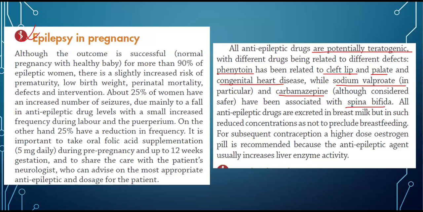For a patient who has known epilepsy, the first thing you advise is to take a high dose of folic acid during pre-pregnancy and up to 12 weeks gestation. Every pregnant patient takes folic acid in the first trimester. This is the usual one which everyone takes in Australia, not iron, folic acid. But the common dose of folic acid is just 0.5 milligram once a day. For epileptic patients, you will need to give them an increased dose, which is 5 milligram.